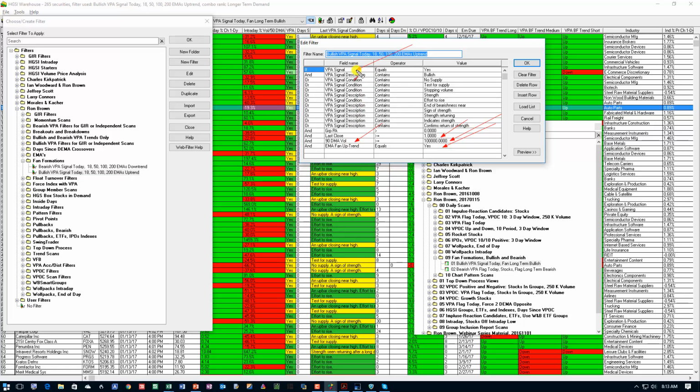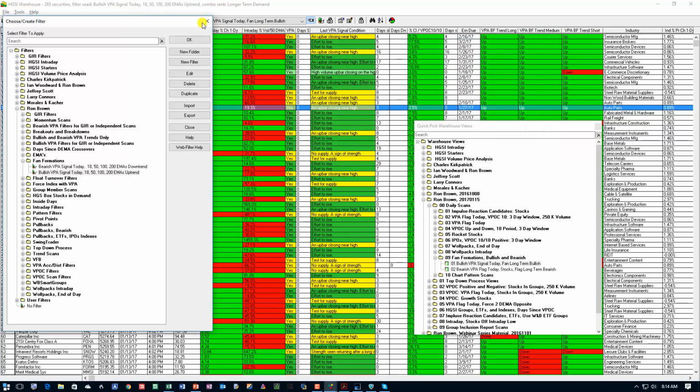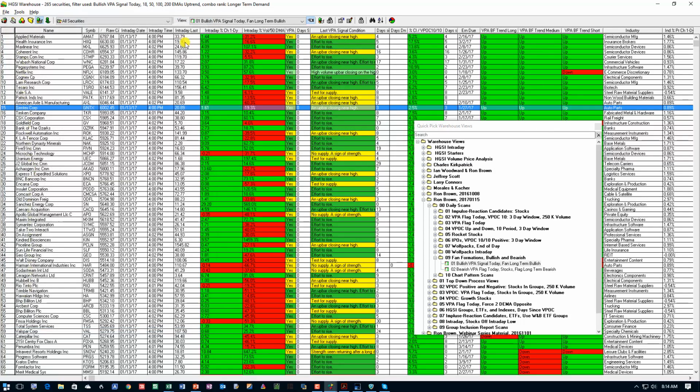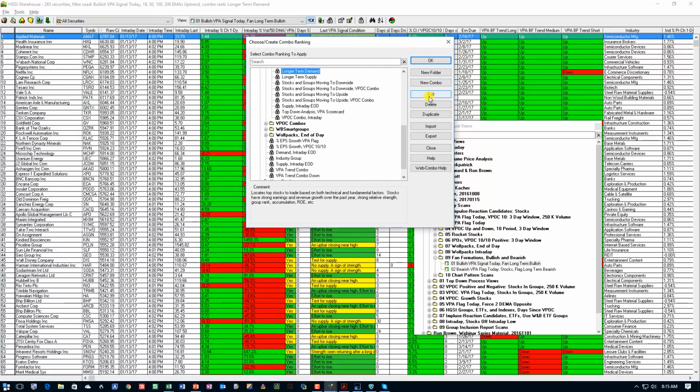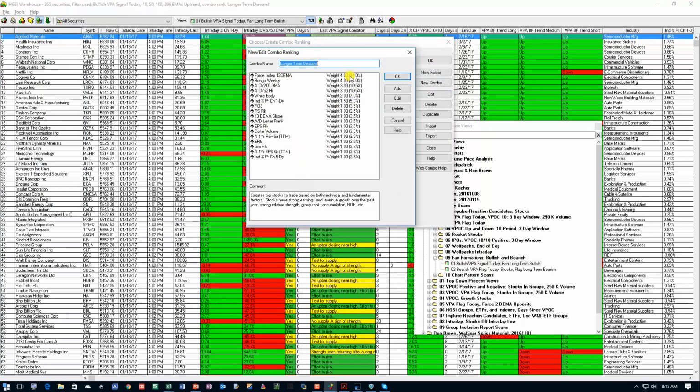Now if any of these VPA signals or descriptions are met on this day, then the stock will pass this filter. So today, or over the weekend, I'm doing this over the Martin Luther King holiday weekend, you can see that 265 securities pass this screen, and they're sorted on what we call a combo ranking. If I bring this combo ranking up, this is something that I put together a long time ago. These are the fields in HGSI that are used, and they're weighted according to how much emphasis I want to give them.